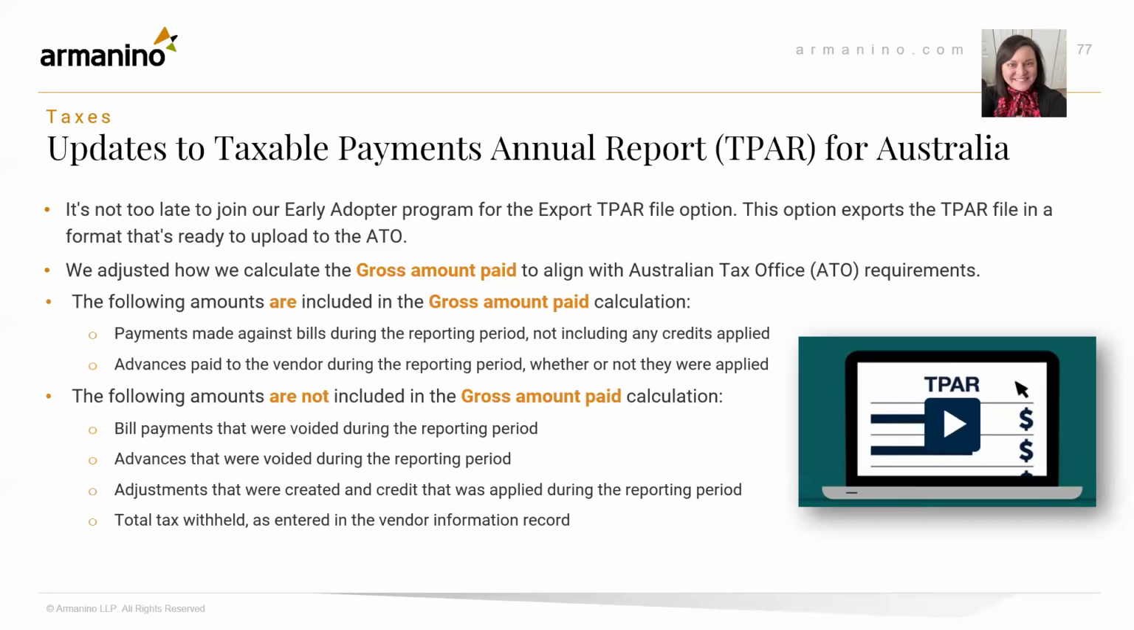The following amounts are included in the gross amount paid calculation. Payments made against bills during the reporting period, not including any credits applied. Advances paid to the vendor during the reporting period, whether or not they were applied. Then the following are not included in the gross amount paid calculation. Bill payments that were voided during the reporting period, advances that were voided during the reporting period, and adjustments that were created and credit that was applied during the reporting period. The total tax withheld as entered in the vendor information record.